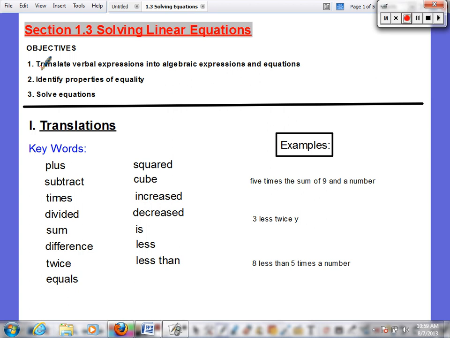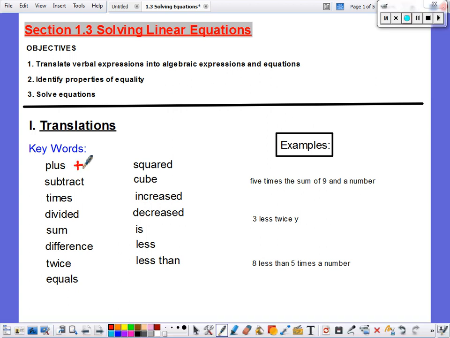So if you take a look at number one, we're looking at translations from more English words, like all these over here on the left and right. And there's more than just these. And hopefully convert those into more algebraic type of expressions. And so some of the key words is like plus, and a lot of these you already know: addition, subtract, means subtraction, times, multiplication, divide is division, of course.